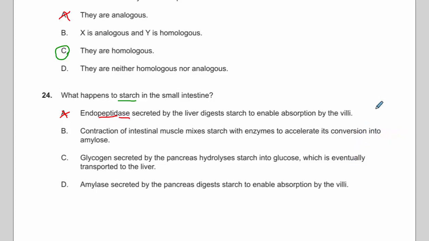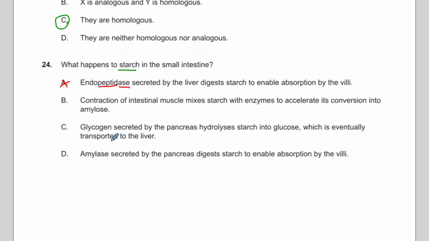Into amylose, no. Amylose is one of the components of starch. And so, yeah, you cannot make it into something it already is, for the first. For the second, the body wouldn't want to convert one polymer, amylopectin, for example, into amylose. It's still starch, it still can't be taken up by the epithelium. And thirdly, digestion is about making monomers, not converting one polymer to another. C. Glycogen secreted by the pancreas hydrolyzes starch into glucose, which is eventually transported to the liver. And well, the pancreas do secrete digestive enzymes, but not glycogen, because that is the storage polymer in the body.